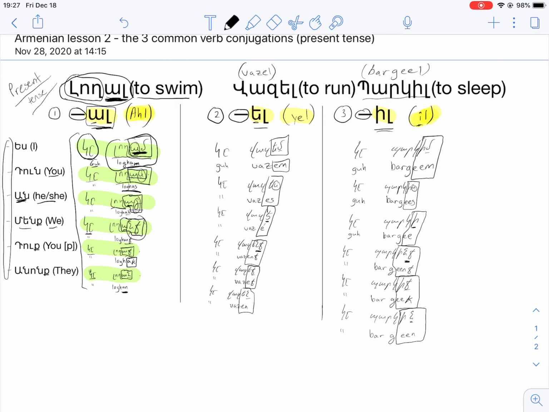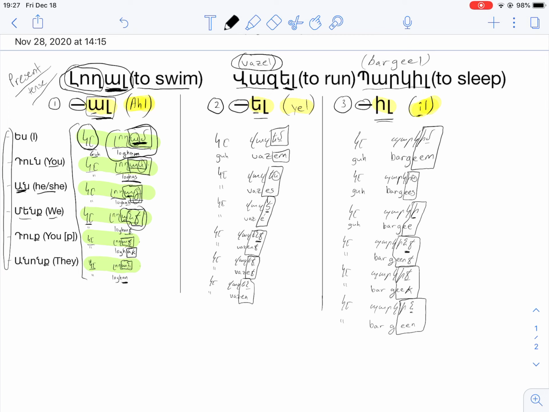The word here is vazel, which I've written phonetically up here. So it's vaz and yel, which is the ending that we're familiar with. Vazel, that's the infinitive form. Now let's conjugate it to the pronouns. Kind of in a similar scheme, if you notice, to the al, right? You keep the yech for the most part, and then you just add a few letters, right?